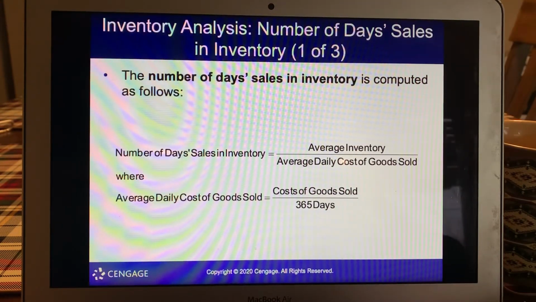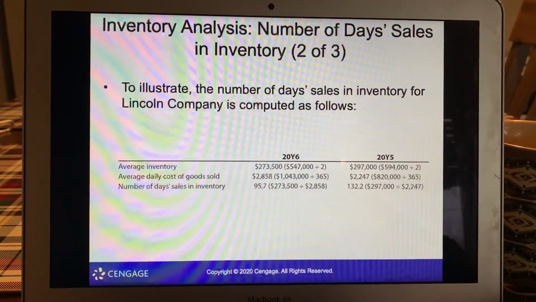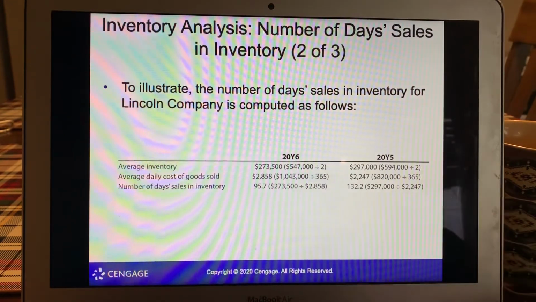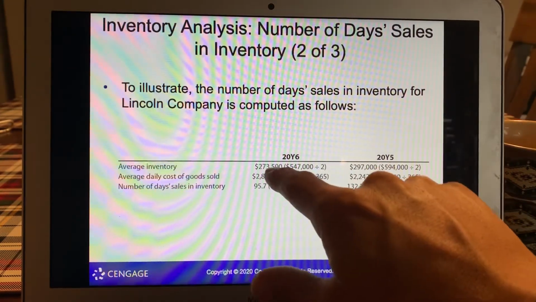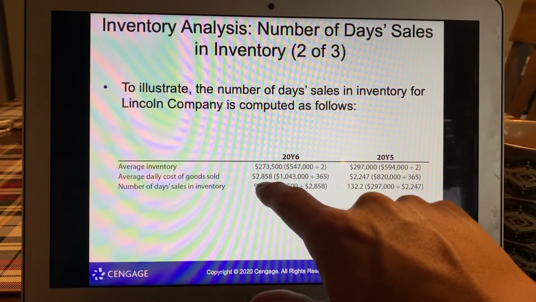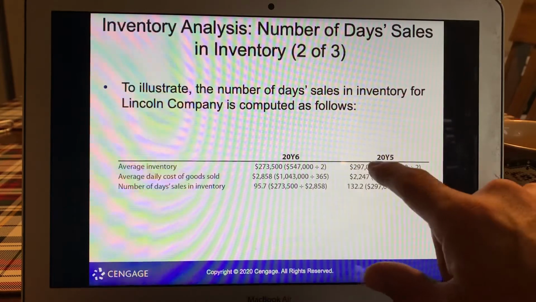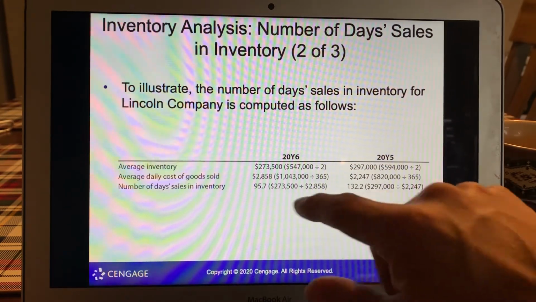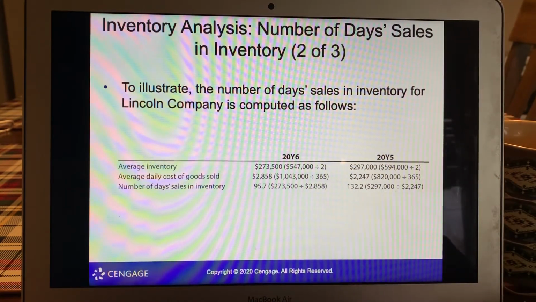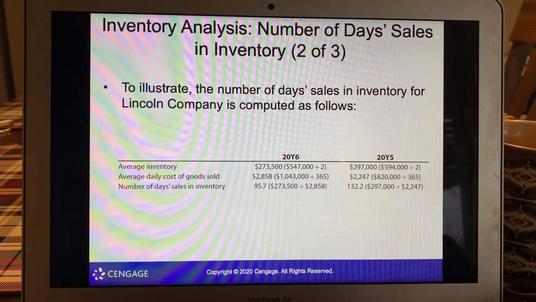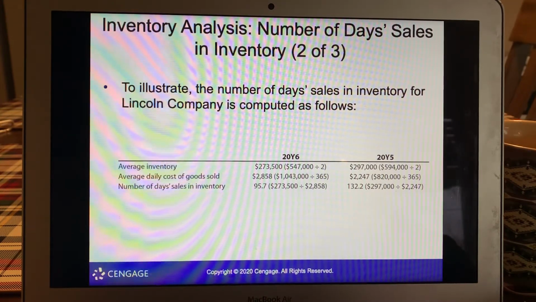So number of days sales in inventory is average inventory divided by average daily cost of goods sold, or cost of goods sold divided by 365 days. So here's an example. Here's our average inventory. Here's our average daily cost of goods sold. So we divide this number by that number, same here. So this is 132.2 and this is 195.7, okay? So these are just examples of how you calculate these.